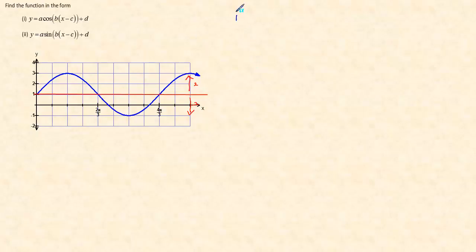So immediately we have found that A is equal to 2 because that's the vertical dilation, and that D is equal to 1 because that's the shift. And that will apply as well when we come to do part 2 with the sine. So A is equal to 2 and D equals 1 here as well.